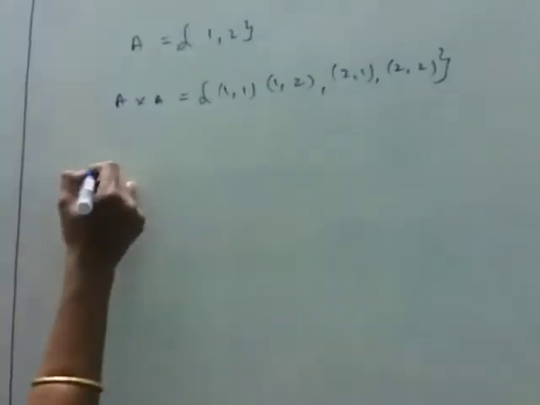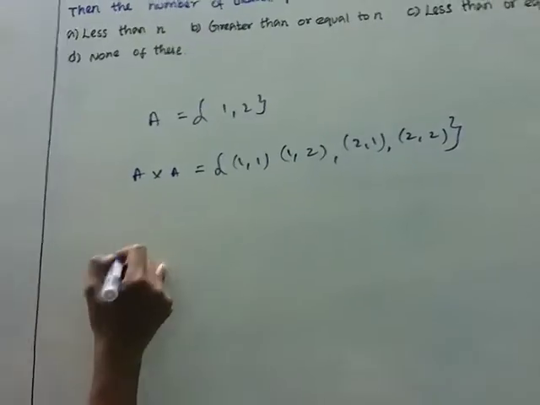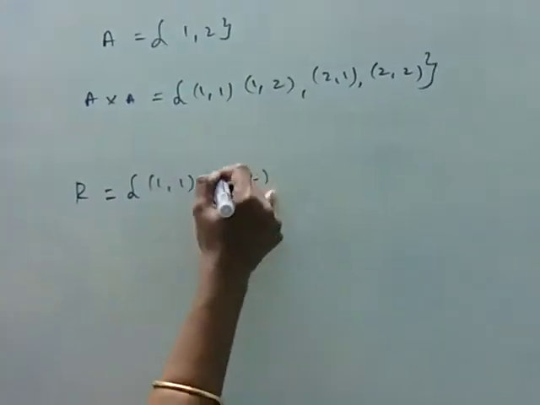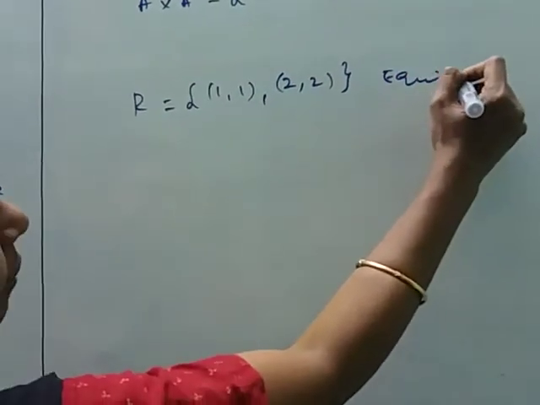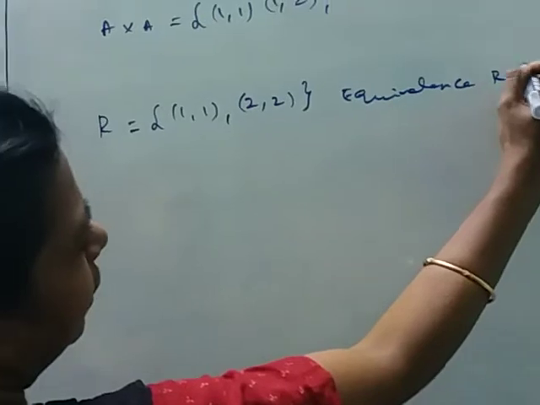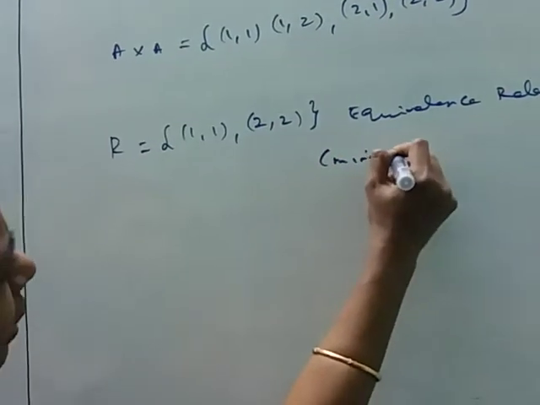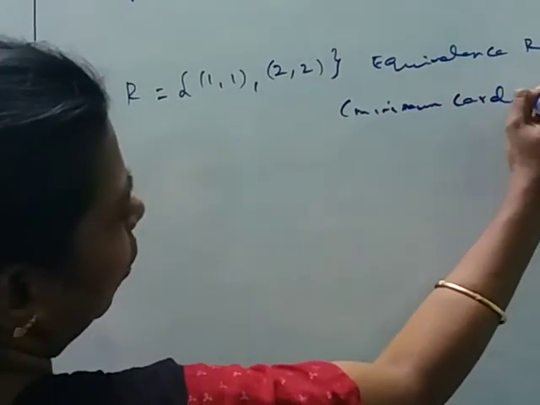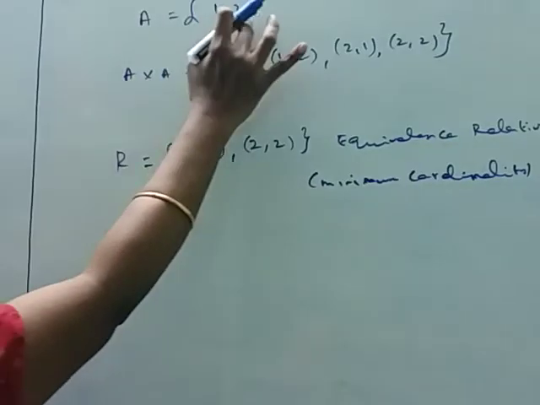So here this is always an equivalence relation. And when you define R as the relation (1,1) and (2,2), this is the minimum cardinality having an equivalence relation. So this has minimum cardinality and satisfies the equivalence relation. Okay, this is our maximum cardinality. So here we have 2 elements.